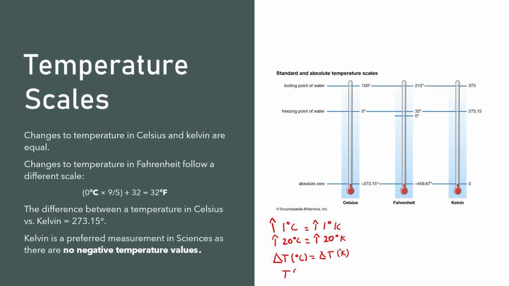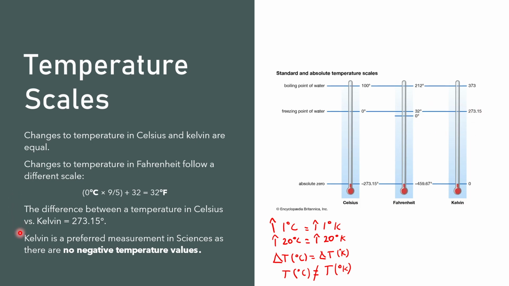However, it is important to note that temperatures measured in degrees Celsius are not equal to temperatures measured in degrees Kelvin. And that can be seen here at the freezing point of water. The freezing point of water in degrees Celsius is 0 degrees. However, the freezing point of water in Kelvin is 273.15 degrees Kelvin. So if we were to take water up 1 degree from freezing, then that would mean that the temperature of the water would be 1 degree Celsius or 274.15 degrees Kelvin.